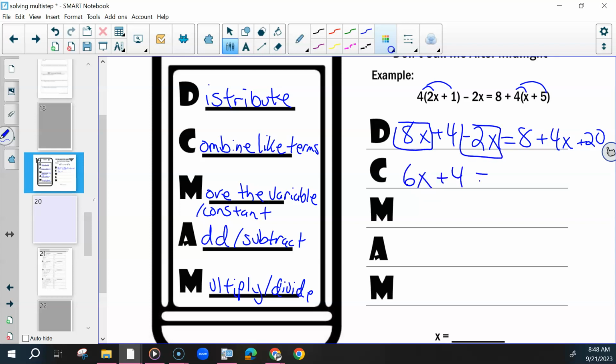Bring down everything else. Do we have like terms on this side? Yes. What are those? 8 and 4. We got 28 plus 4x. So when you're combining your like terms, it's just on the same side. You're doing whatever it says.